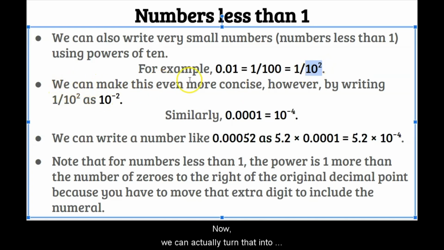Now, we can actually turn that into scientific notation by writing it as 10 to the negative 2. Because if you have an exponent on the bottom of a fraction, you can move it to the top by changing the sign of the exponent. So 10 to the 2 on the bottom of a fraction becomes 10 to the negative 2 on the top.